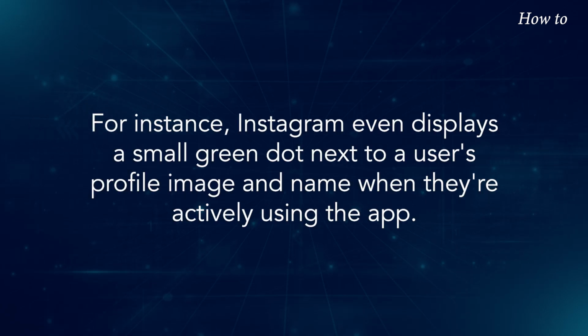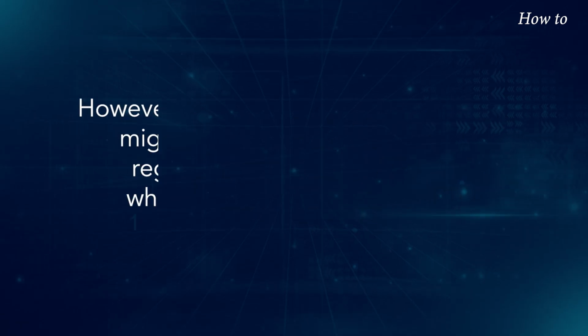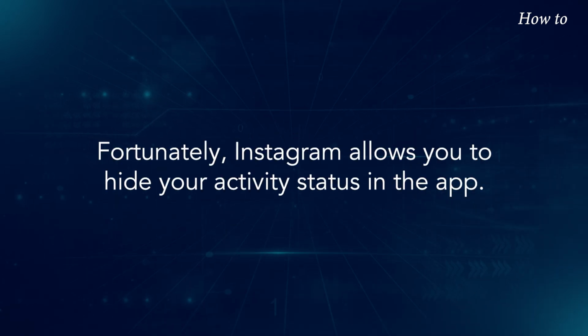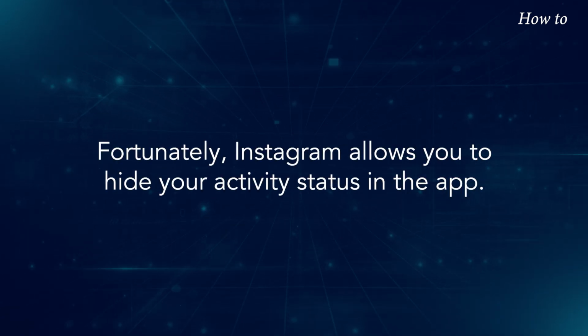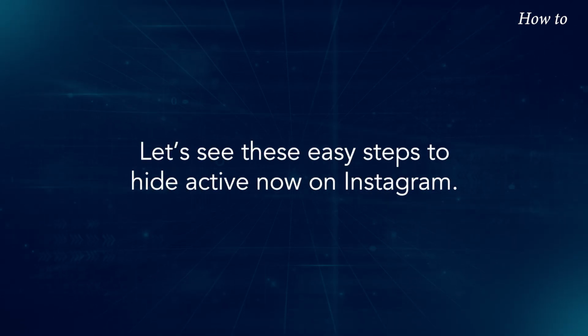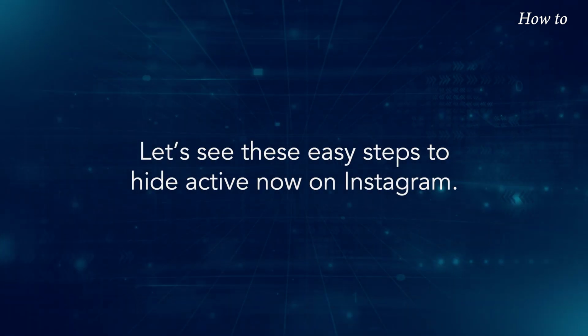For instance, Instagram even displays a small green dot next to a user's profile image and name when they're actively using the app. However, there are occasions when you might prefer to maintain privacy regarding your online activity, whether for specific individuals or in general. Fortunately, Instagram allows you to hide your activity status in the app. Let's see these easy steps to hide Active Now on Instagram.